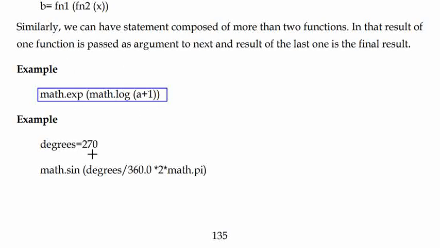Degree is equal to 270. Math.sin. Here the sin function is called, and inside the sin function the degree function is called. Degree is divided by 360.0 multiplied by 2 multiplied by math.pi. Here math.pi is also called.